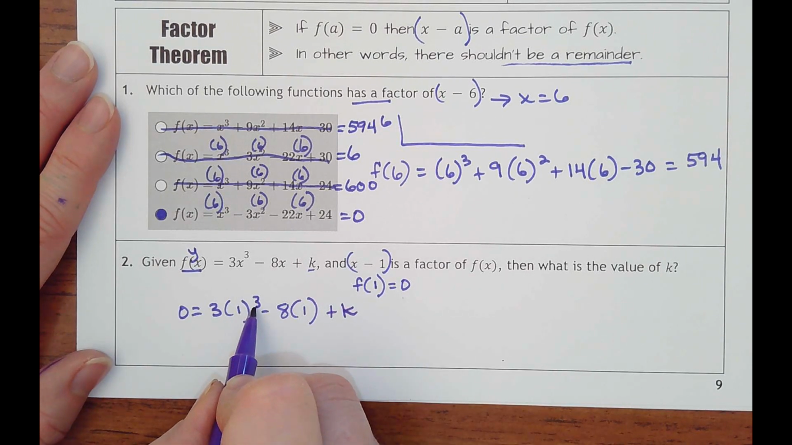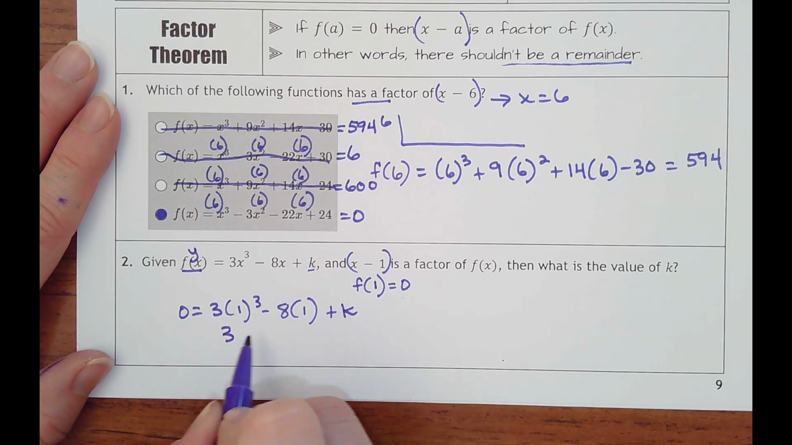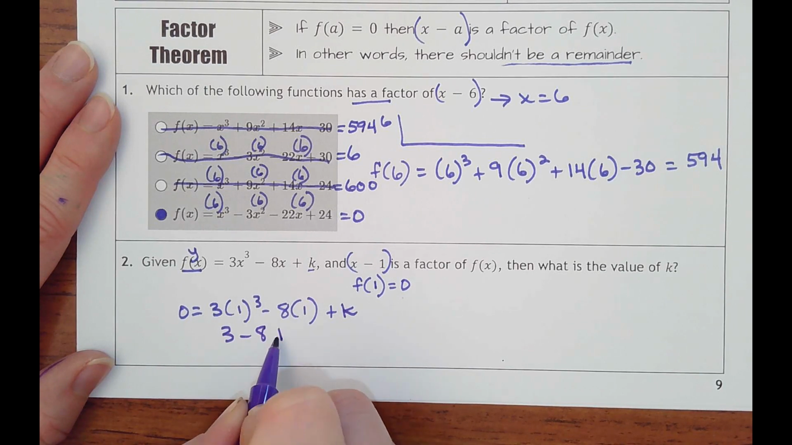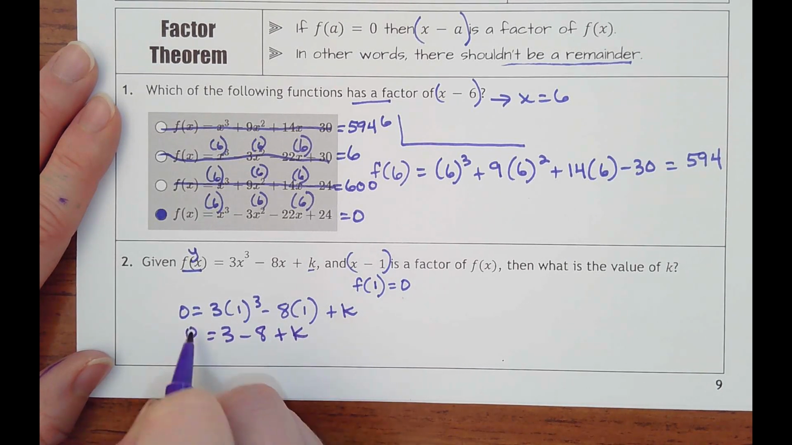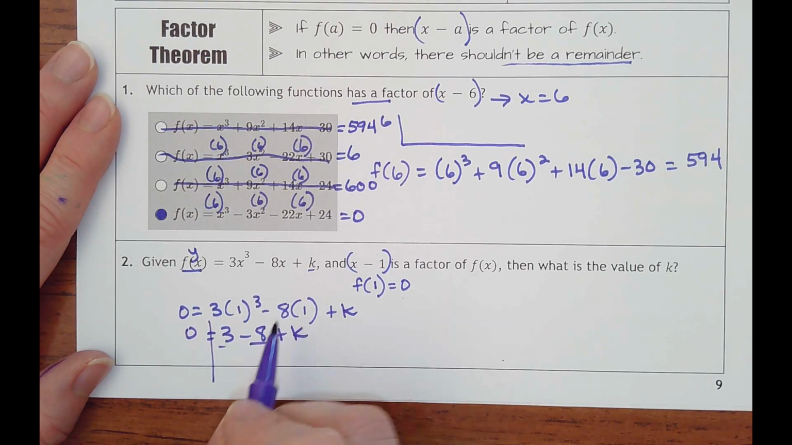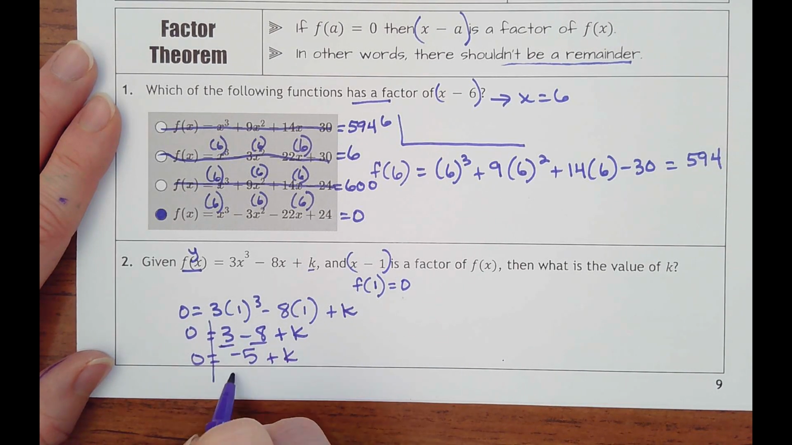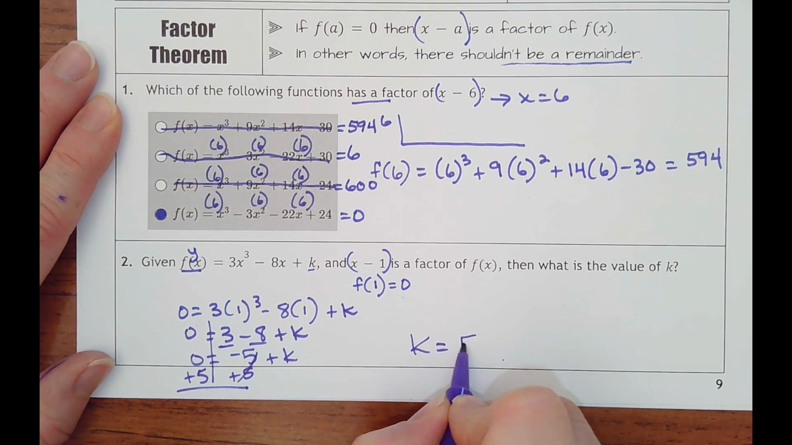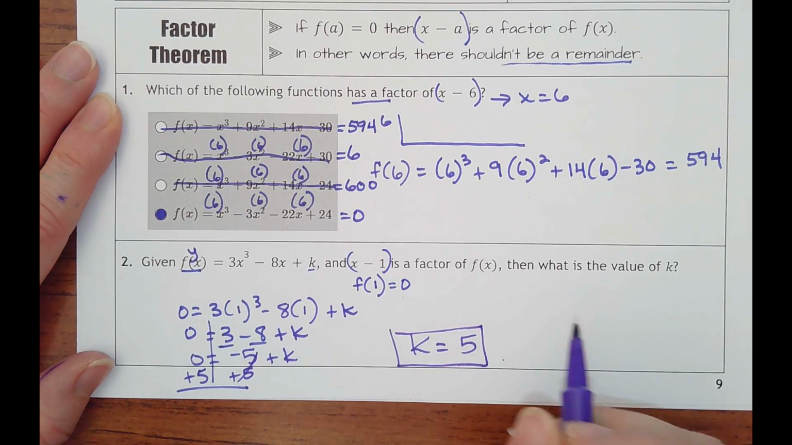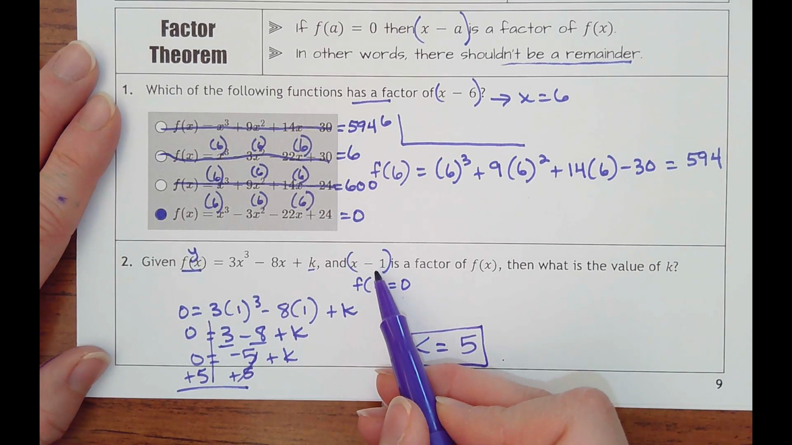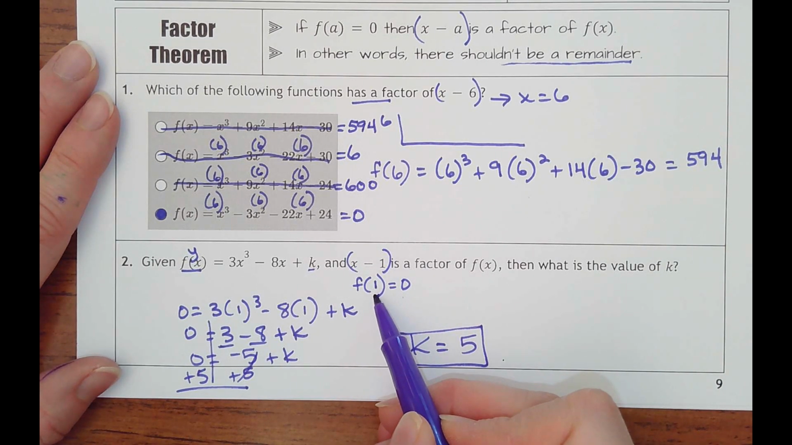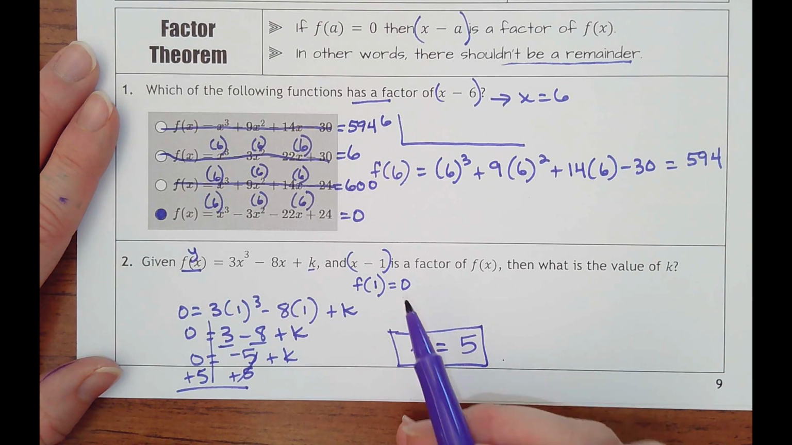So 1 cubed is still 1, times 3 is 3. Negative 8 times 1 is negative 8. I'm going to combine my like terms. 3 minus 8 is negative 5. And then add 5 to 0. So k must equal 5. Okay, so again, take the opposite of the factor to figure out what x value to plug in and make the y come out to be 0.